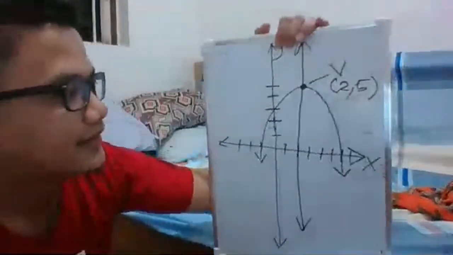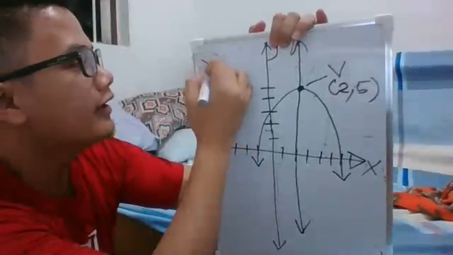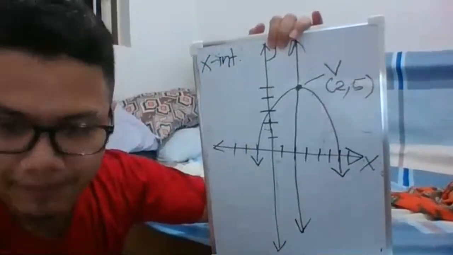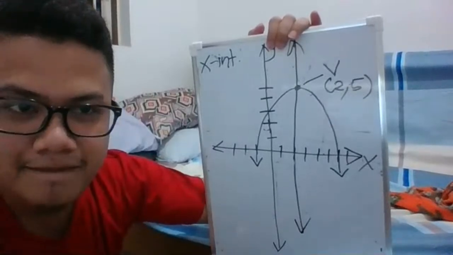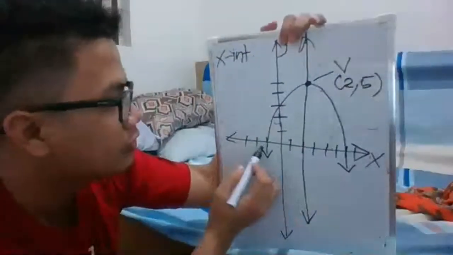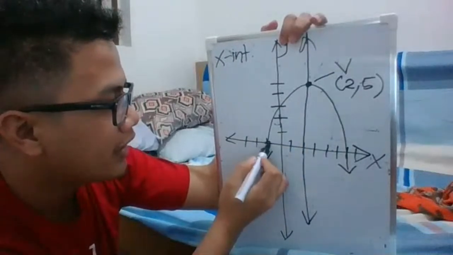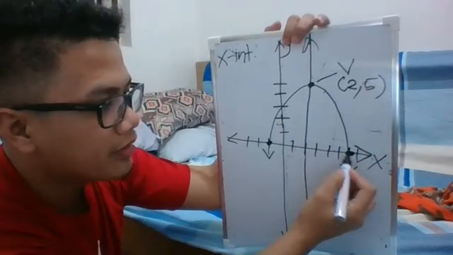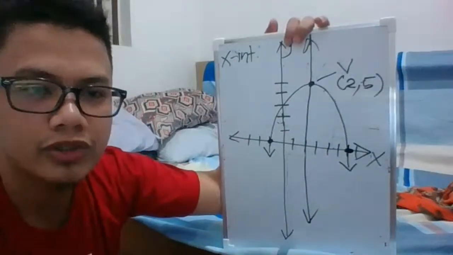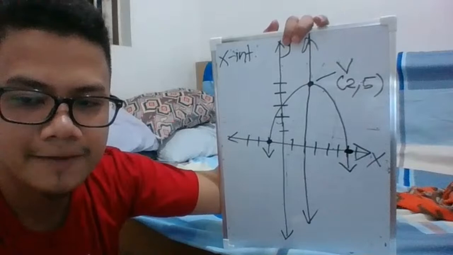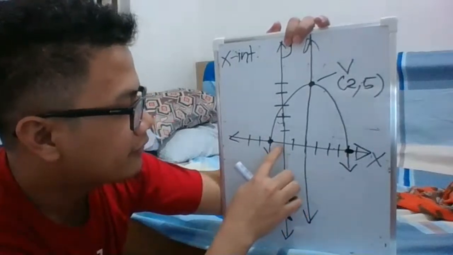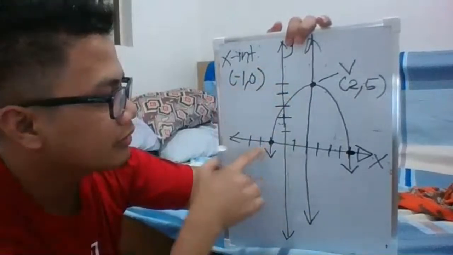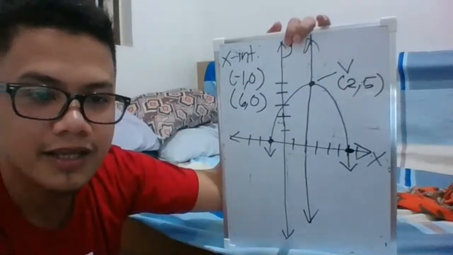Next. Second, we have to get the x-intercepts. Ano ulit yung x-intercept? So, ito yung graph. Dito dumaan sa x-axis. Itong point na to. Sa kabilang side naman, dito siya dumaan. So, anong points yung mga yun? So, those are the x-intercepts. So, we have this one first. So, that's negative 1, 0. So, those are your x-intercepts.